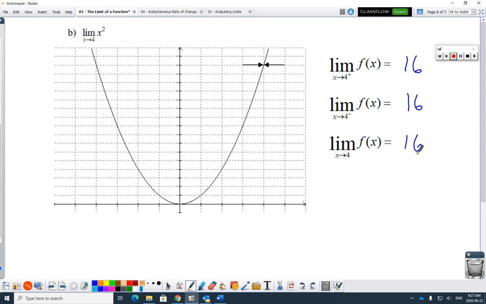Our plan for finding limits will be subbing in all the time. We're just going to sub in numbers to get the answers. And you're like, well, then what's the problem? Oh, wait till you see what the problem is. It's going to be good.